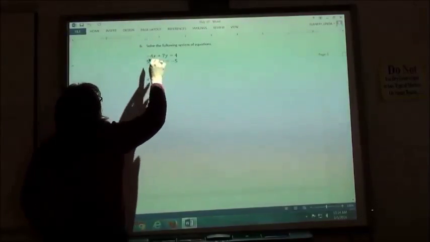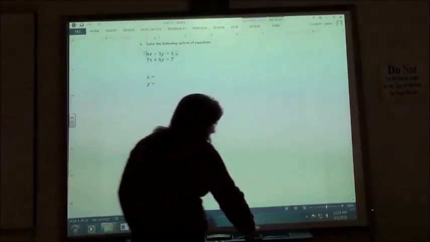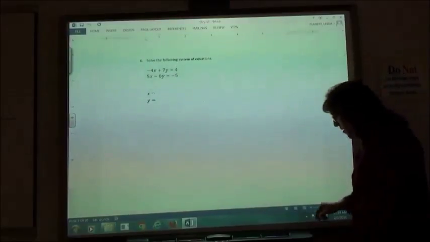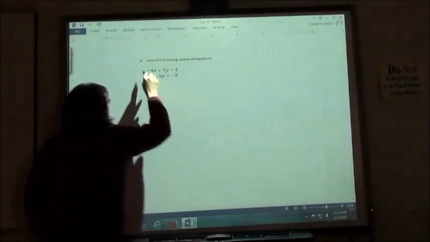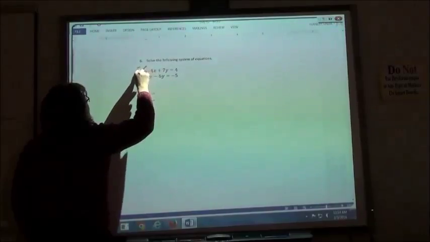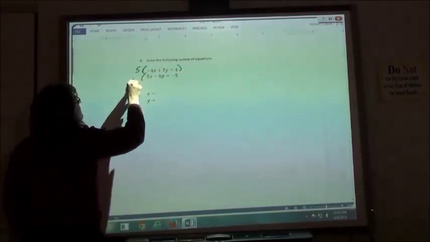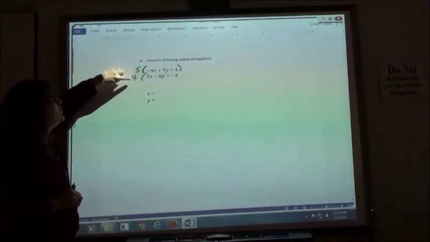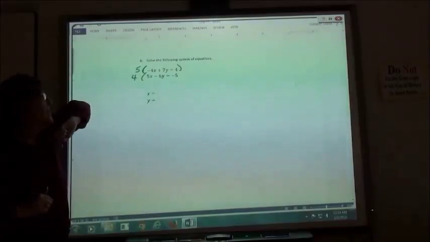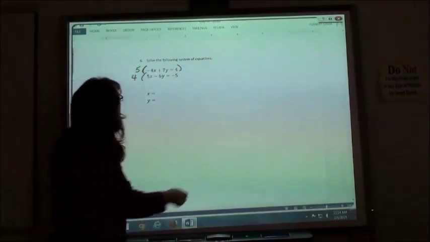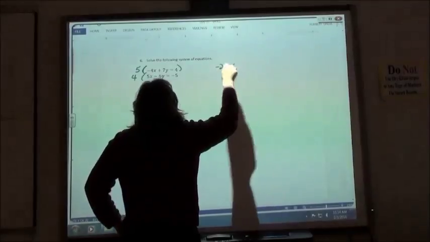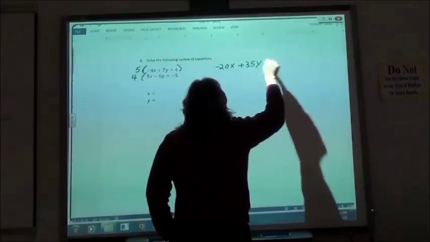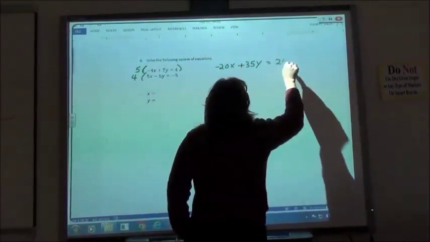I'm going to take my top equation times something. See if I can get my board to work. I'm going to take my top equation times 5. I'm going to take my bottom equation times 4. Again, I don't want my signs to change, so both of these numbers out here should be positive. 5 times -4x is -20x. 5 times 7y is +35y equals 5 times 4, which is 20.